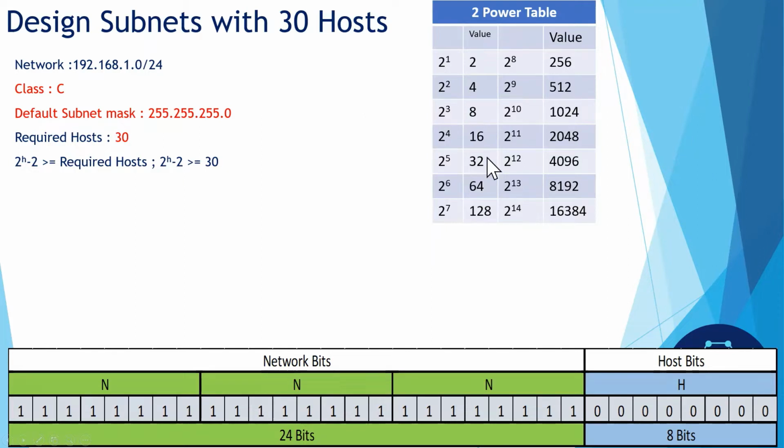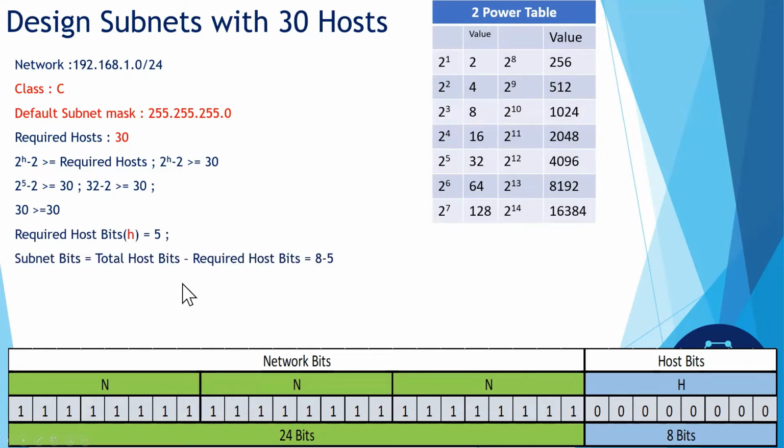It is almost close by. So we can check with this number 2^5. 2^5 - 2, that is 32 - 2, which is 30. So it is equal to 30. So our total number of host bits we can find out using this 2-power table. Here in our case, the total number of host bits are 5.